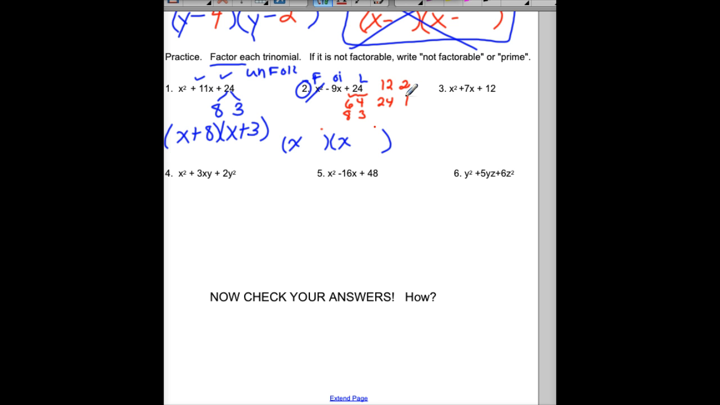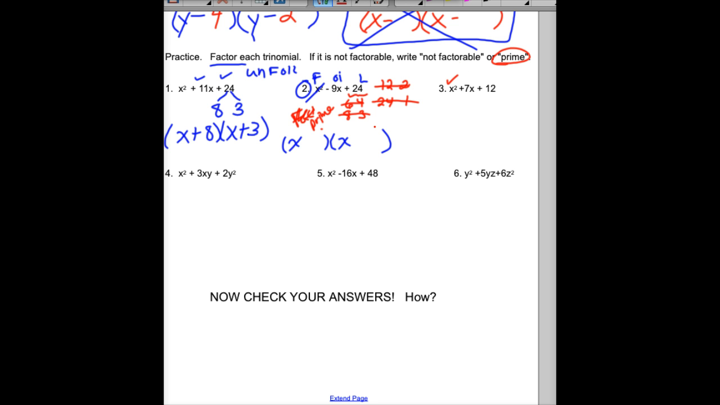My goal is to get a pair that when added gives me a negative 9. 10, 11, 14, 25. There's no way to do that. So I say it's prime. Now most of the time these are going to work, but I want you to understand actually that there's just as many polynomials that aren't factorable as there are ones that are. So we would call this prime. Let's go look at the next one.